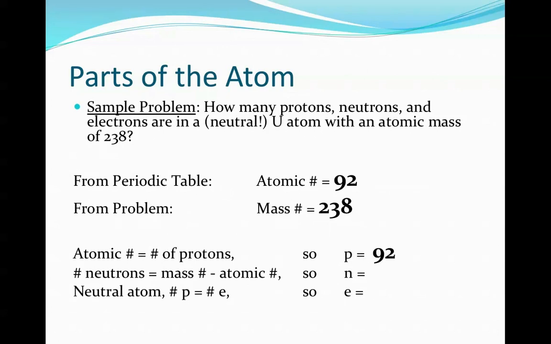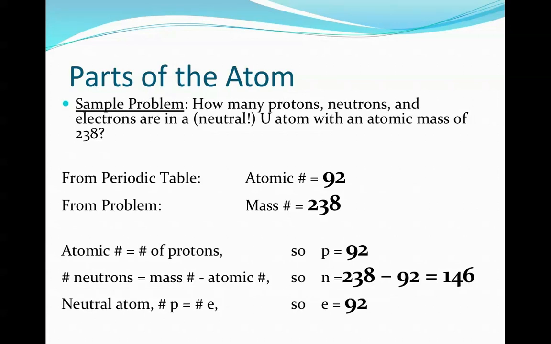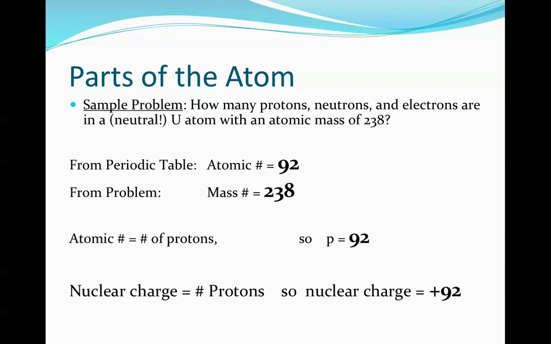Well, since our atomic number equals our number of protons, our protons have to be 92. Our number of neutrons, remember, is our mass number minus our atomic number, so we have 146 neutrons. And then in our neutral atom, our protons must be equal to our electrons, so the electrons are also equal to 92. Finally, you should also be able to think about the nuclear charge. Since our nuclear charge is equal to the number of positively charged protons, we have a nuclear charge of positive 92.